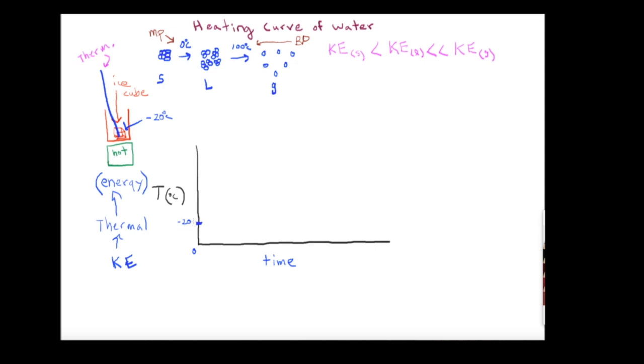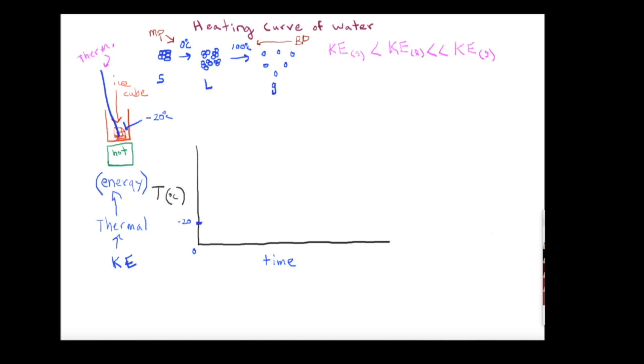All right, so we're starting at -20 because we pulled the ice cube out of the freezer at the temperature that the freezer maintains the ice. We set it on a hot plate. We turn the hot plate on, and we turn it all the way up, and we don't touch it for the rest of the experiment. So for the entire time frame of this experiment, we are constantly dumping energy into this.